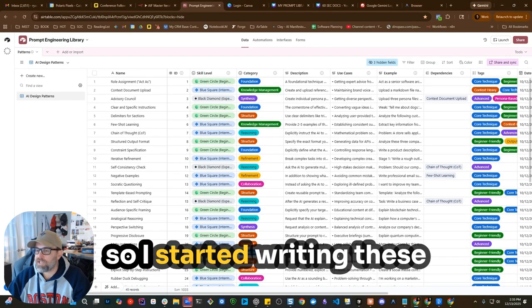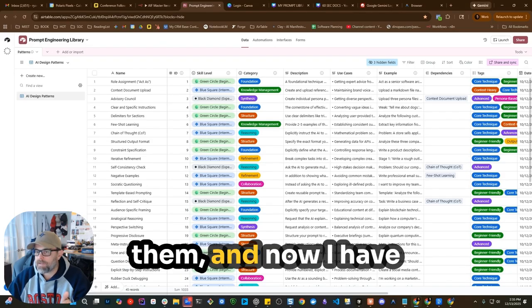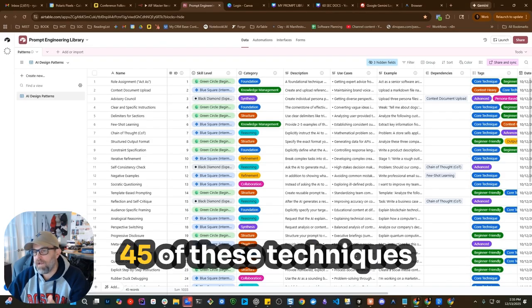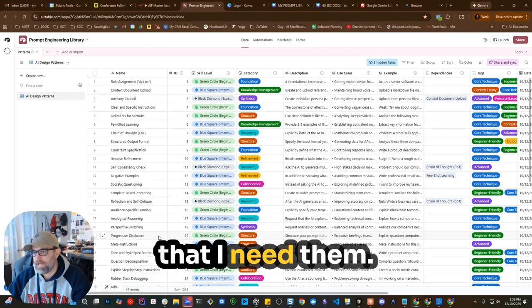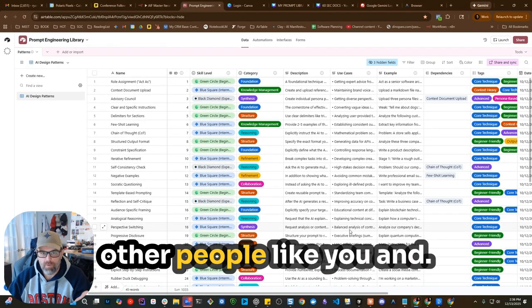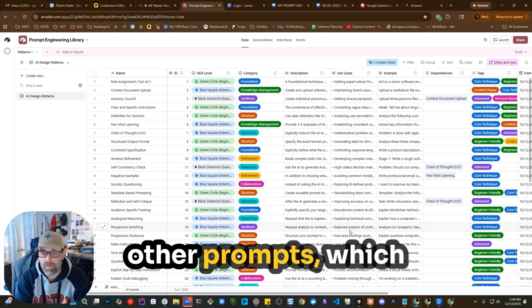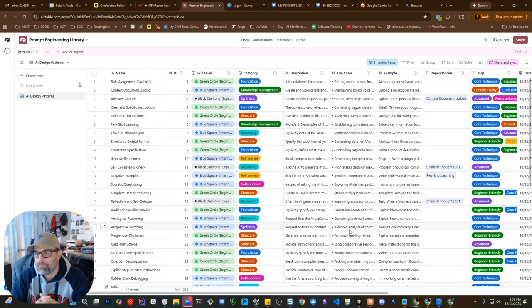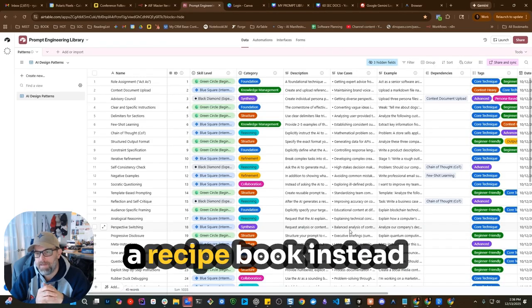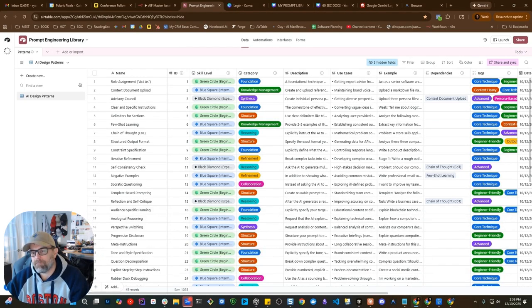So I started writing these down and categorizing them, and now I have 45 of these techniques that I can pull anytime that I need them. I can share these with other people like you, and I can also give these to an AI to write other prompts, which is a whole other story. It's like Inception, right? Anyway, this is like having a recipe book instead of trying to remember how to cook everything from scratch.